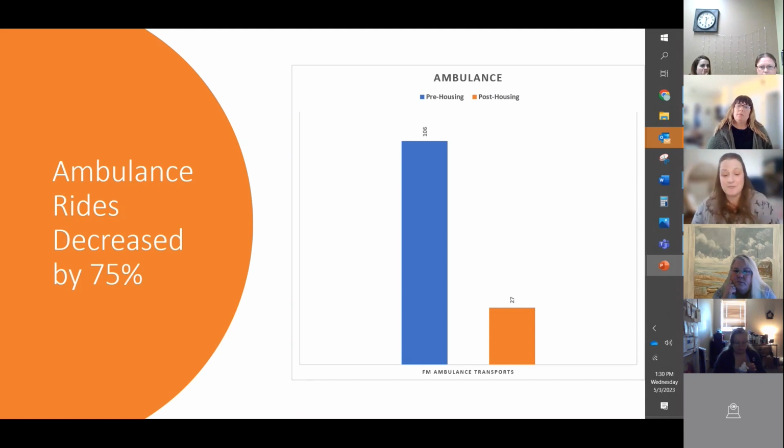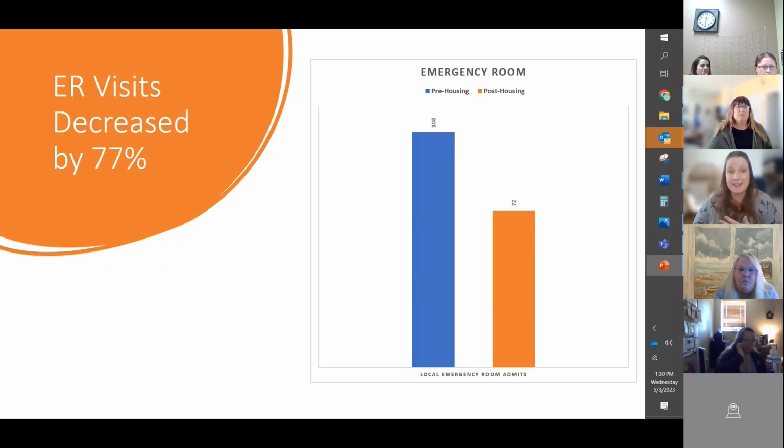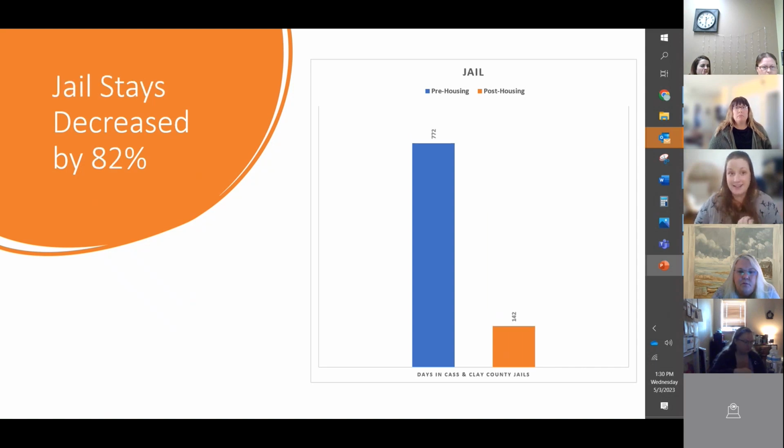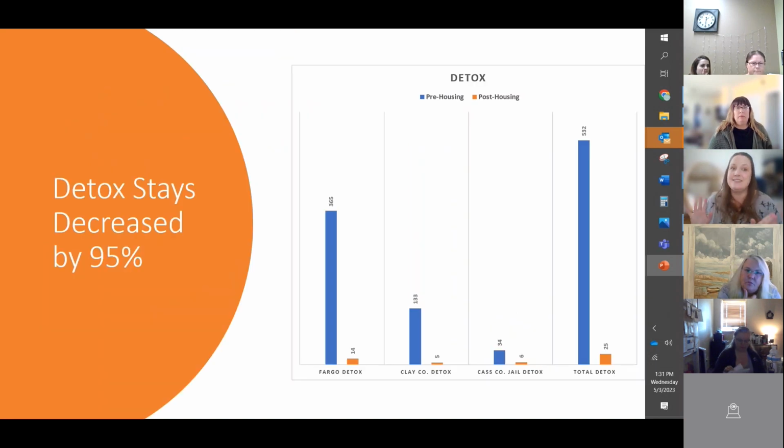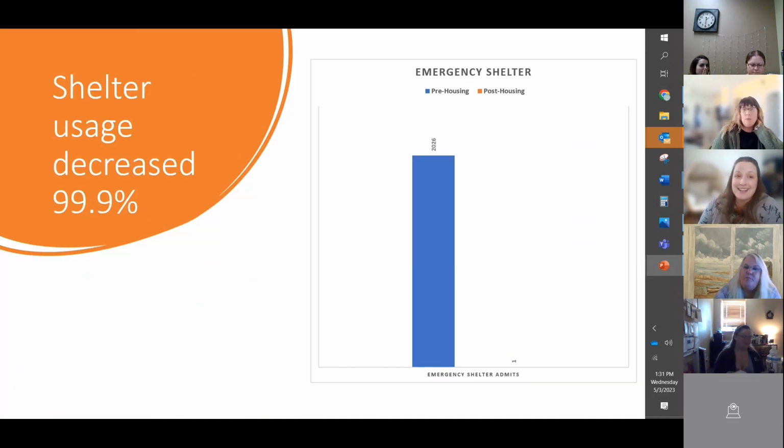So for an average of people who are housed for a year versus homeless for a year, their ambulance rides decreased by 75%. Their ER visits decreased by 77%. Jail stays decreased by 82%. Detox stays decreased by a whopping 95%. And shelter usage decreased almost 100%.